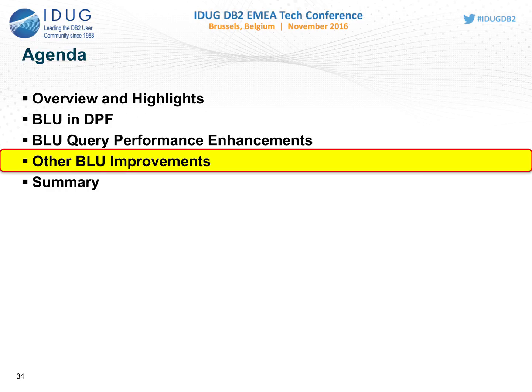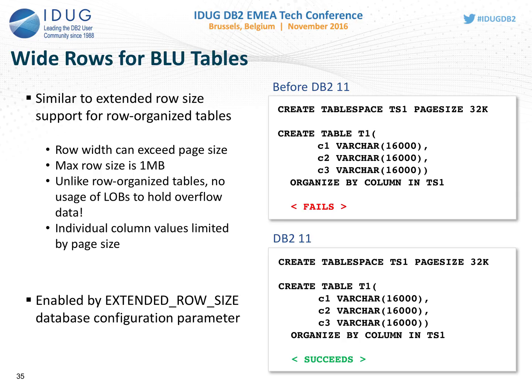Some other BLU improvements that we should talk about. Wide rows. You may recall that I believe in 10.5 or so we have introduced a feature for row organized tables called extended row size, where you can declare tables that are wider than the page size. And now the same is possible for BLU, though the implementation internally is a little bit different.